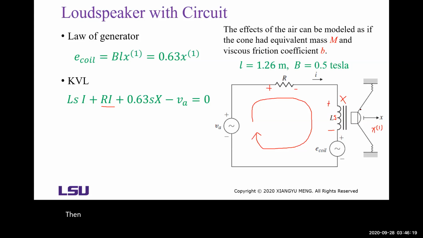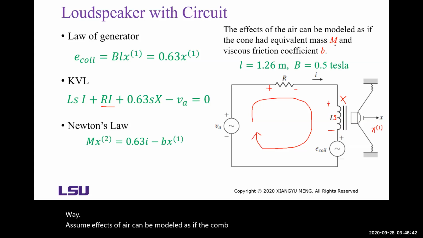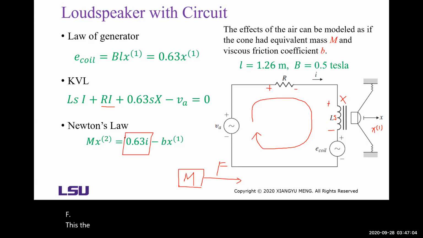Then again, we can apply Newton's law based on the law of motor. So we assume the effects of the air can be modeled as if the cone has equivalent mass m and viscous friction coefficient B. This is the cone, m, then F. This is the value we obtained from the last example based on the law of motor. If the current is I, then this term is a friction, B times the velocity.